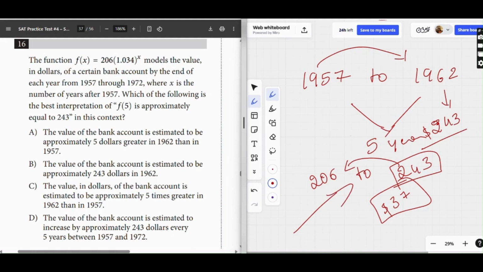So it's just a matter of what the purpose is for which this given function is created. The given function is created to estimate the number of dollars that has been increased over the years. So f of 5 clearly represents the amount in dollars after 5 years. That's nothing but option B. So after 5 years means 1962. At 1962, we can see $243 in the bank account.